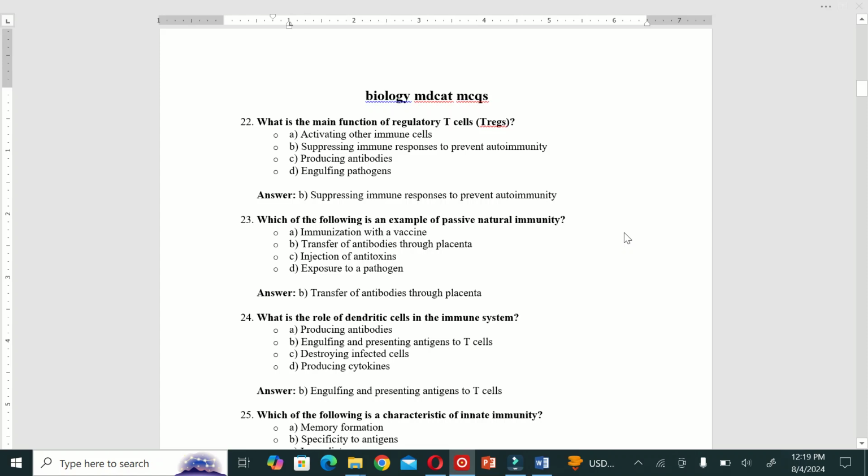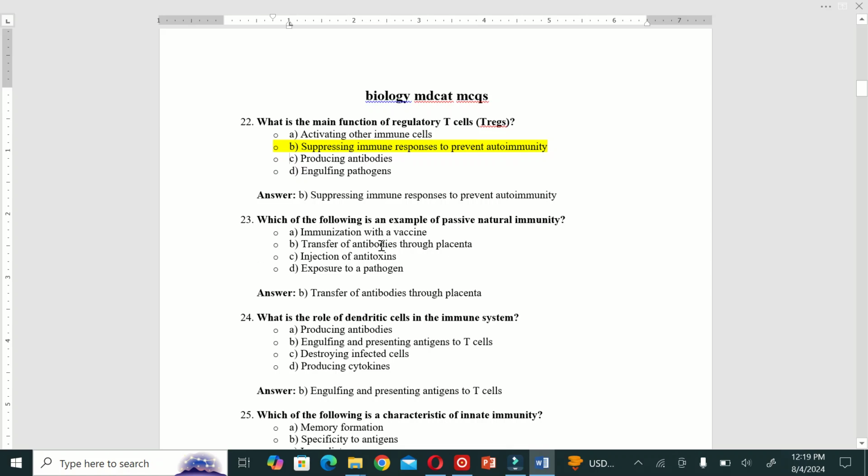Let's get started. So the first MCQ is: what is the main function of regulatory T cells? A. Activating other immune cells. B. Suppressing immune response to prevent autoimmunity. C. Producing antibodies. And D. Engulfing pathogens. So the correct option is B. Suppressing immune response to prevent autoimmunity.